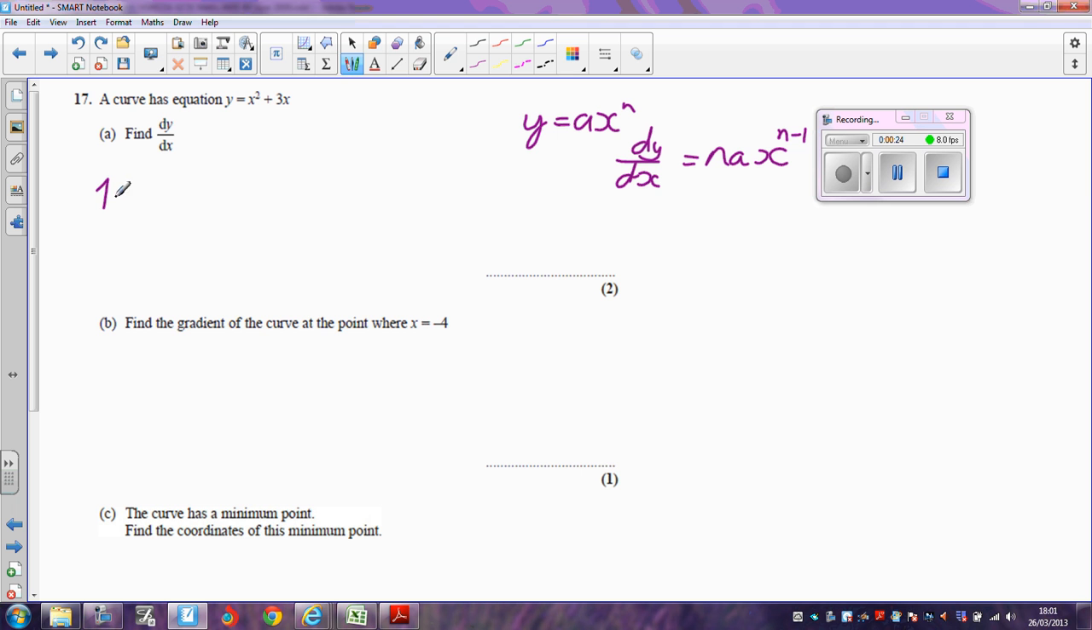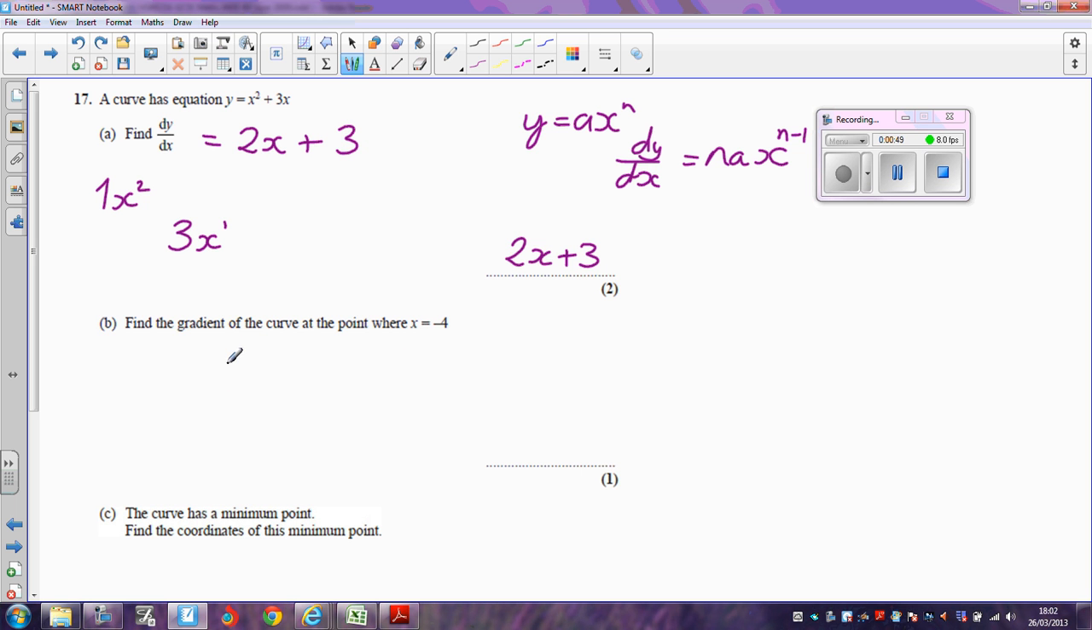So the first one, if you like, we've got 1x squared, so dy by dx is going to be 2 times 1, which is 2x to the power 1, but that's just 2x. Then we've got 3x to the power 1, and when you differentiate that, 1 times 3 is 3, and it becomes 3x to the power 0, but x to the power 0 is 1, so it just stays as 3. So that's just 2x plus 3.